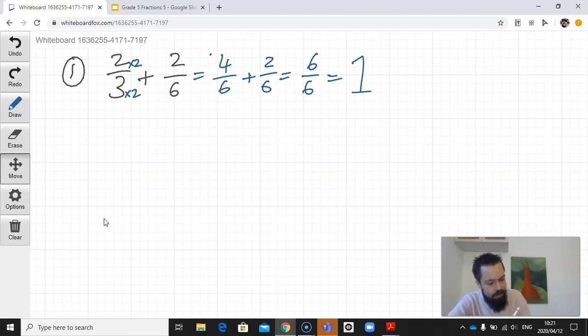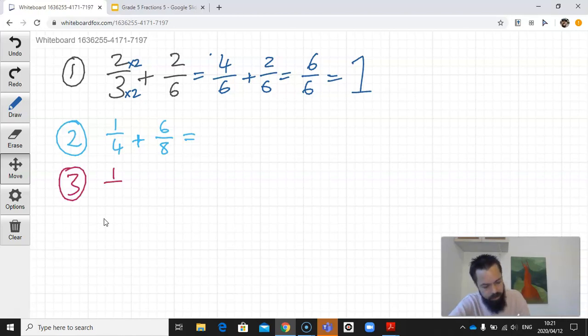One for you to try on your own, in fact two for you to try on your own. 1 over 4 plus 6 over 8. Notice that we're using plus again. We jumped quickly from minus to plus. Work that one out, and there's one more after that. 1 over 3 plus 4 over 6.